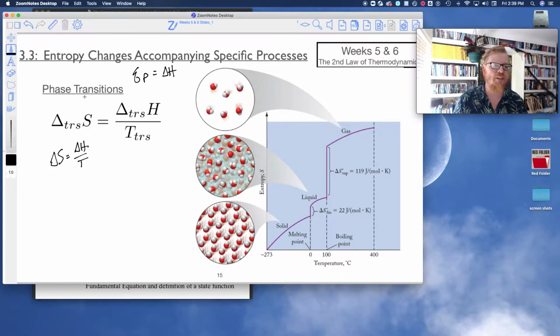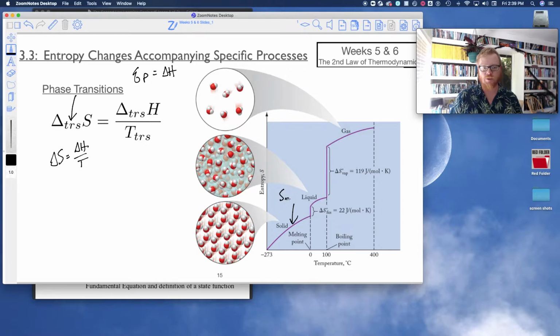Okay, and now this TRS stands for phase transition. So now specifically, the entropy of a phase transition is the enthalpy of the phase transition divided by the temperature at which that phase transition happens. Okay, and so here is a graphical representation. Here's for water. And what you can see here is entropy as a function of temperature.